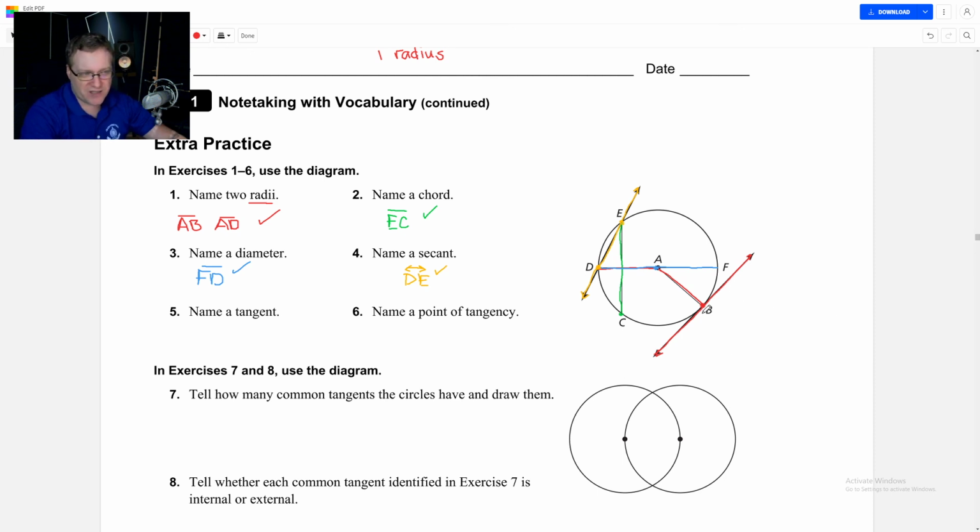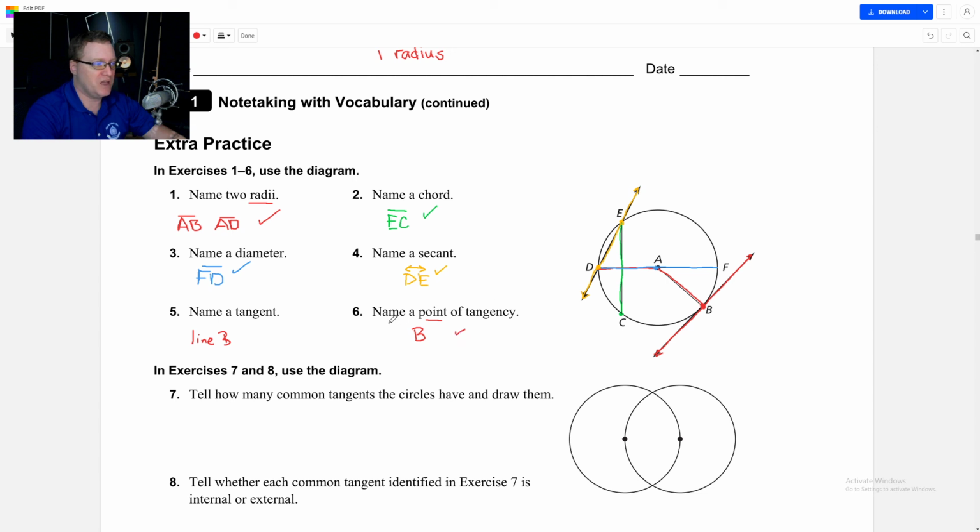And what is the name of this line? Well, they didn't really give us a good name, but it has point B on it, so we're just going to call it line B, all right? All right, line B. All right, and then right here it says name the point of tangency. Well, this is the tangent line, and the point where it intersects is right here at B. So B is the point of tangency, and we're done.